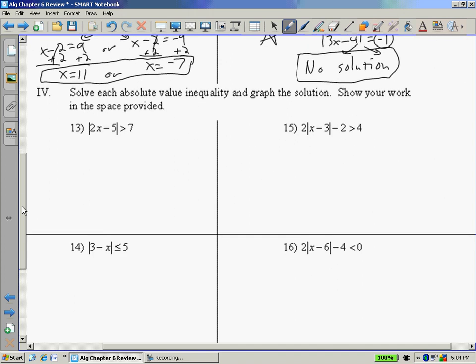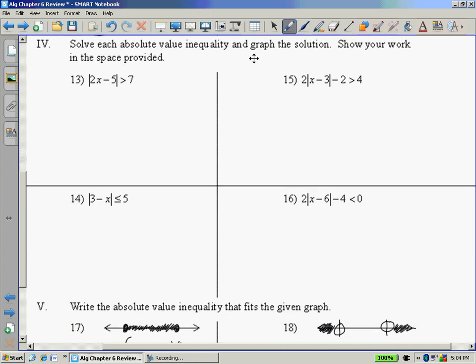Okay, solve each absolute value inequality and graph the solution. We're going to show our work in the space provided. Now, absolute value of 2x minus 5 is greater than 7. Alligators eating the door, so this is an OR statement. Remember, alligator eat the door, then the statement is an OR. So same deal here. We have the nice, happy, positive version, or we have the dark, mysterious, negative version.